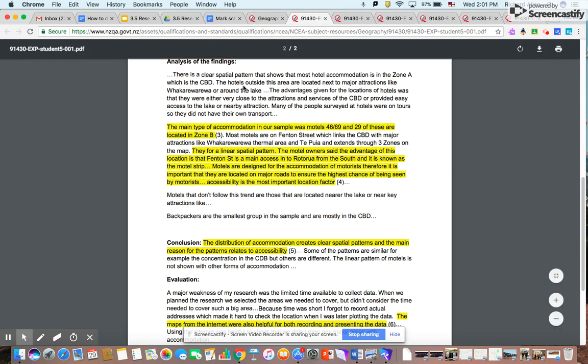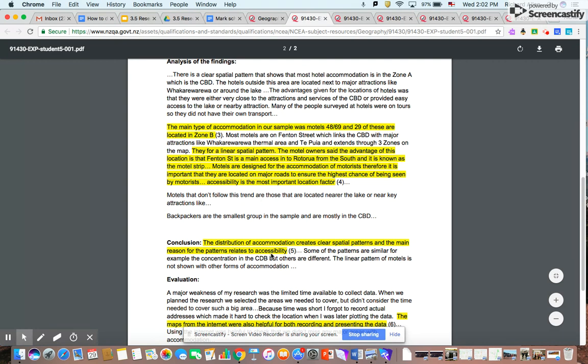Then they analyze it. So you can see they analyze it. There's a spatial pattern. They're using those geographic words that we need to do. The analysis is really important. They're talking about zone B and they talk about a linear spatial pattern. So for this, to get it achieved, you're going to have to talk about the patterns. You're going to have to talk about amounts. And you're going to have to use some geographic language.